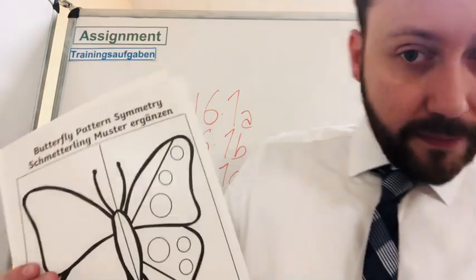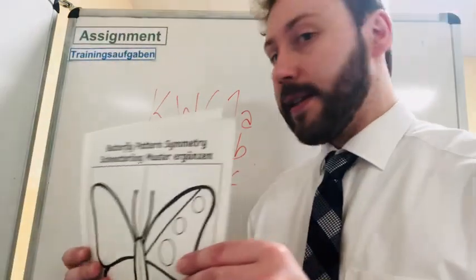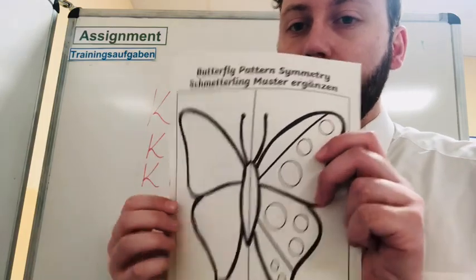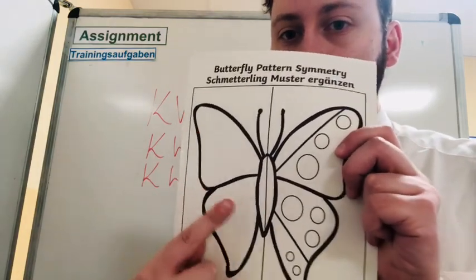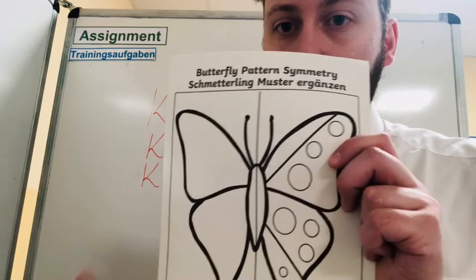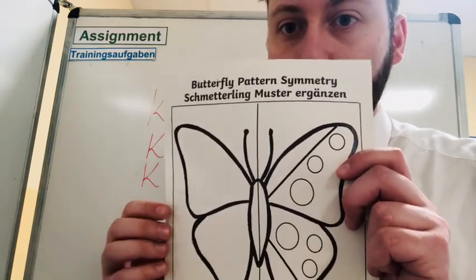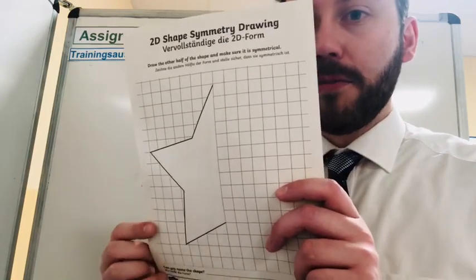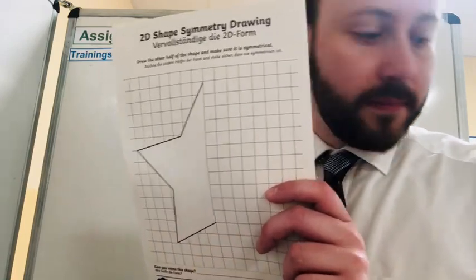B und C is Schmetterling, Butterfly. So hier, wir müssen das spiegeln. Und hier, wir müssen verschiedene Formen machen. Again, with symmetry.